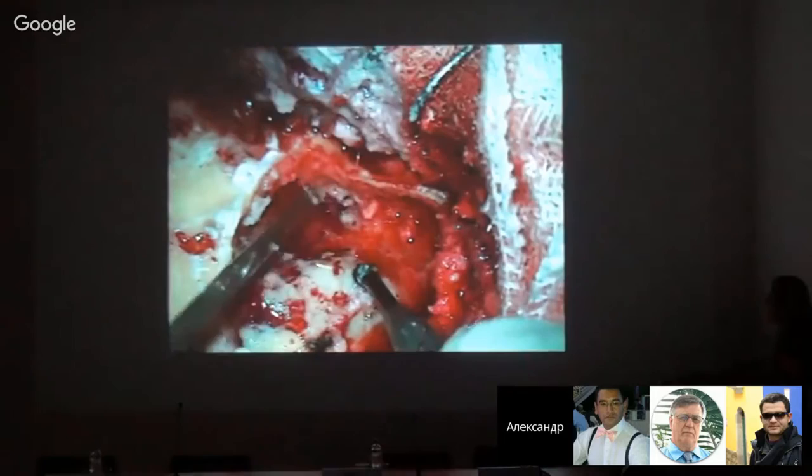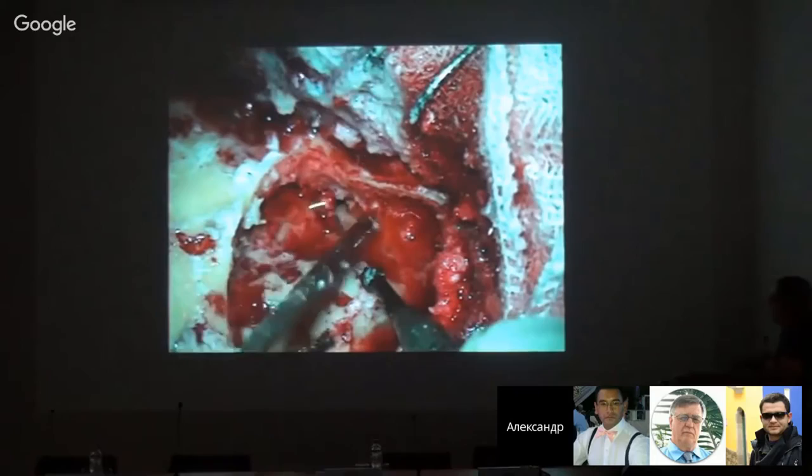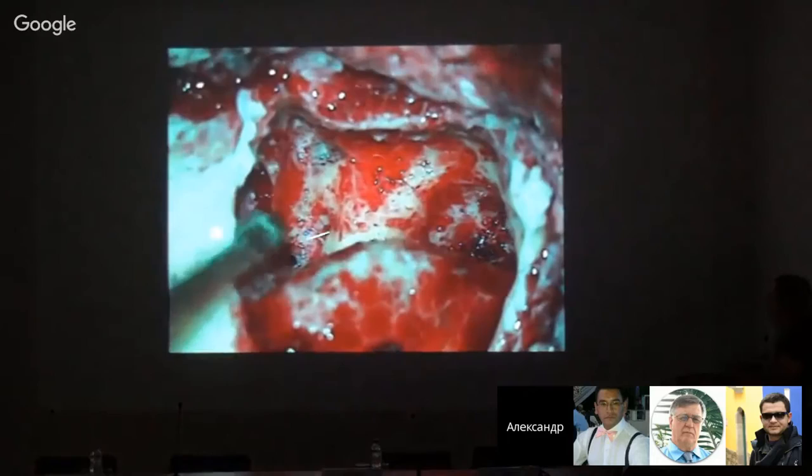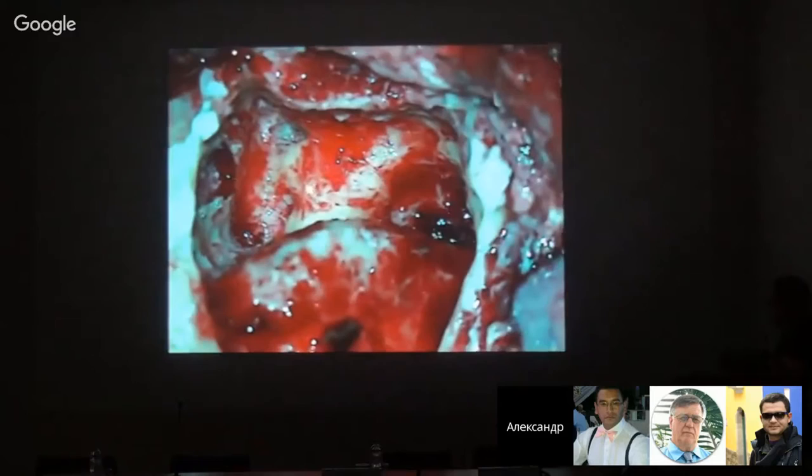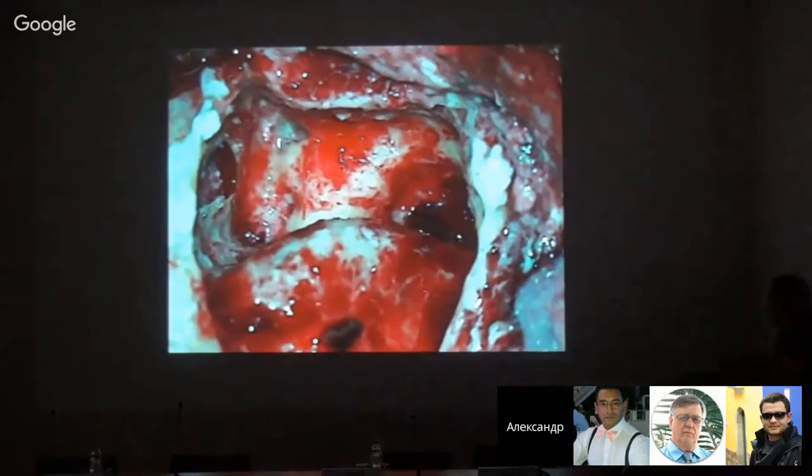Here you find the mastoid antrum right here. And if you keep taking bone out, you find the otic capsule. So that's the end of the surgery. Sigmoid sinus, here's the jugular bulb, here's the otic capsule. And this is the epitympanic recess, which goes inside the middle ear.